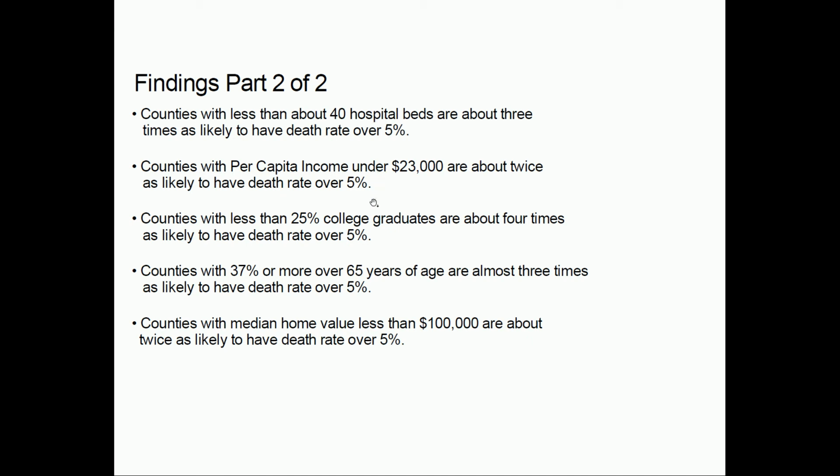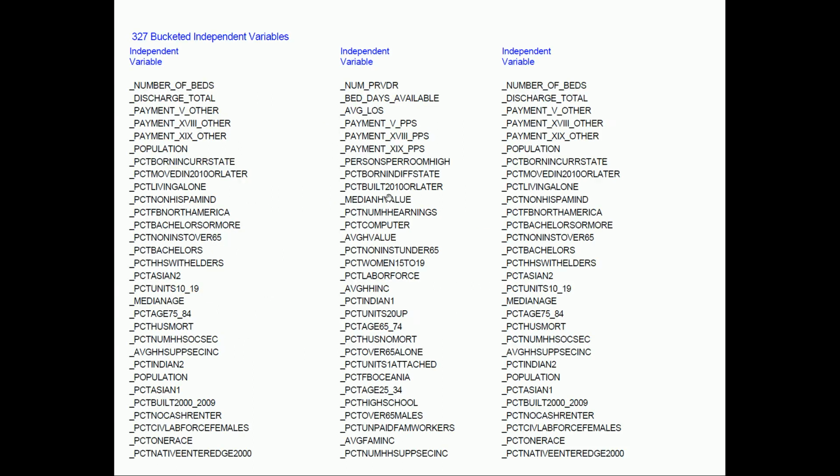Counties with less than 25% college graduates are 4 times as likely. Counties with 37% or more 65 years or older are almost 3 times as likely. Counties with median home value less than 100,000 are twice as likely. Again, a surrogate for probably poverty.